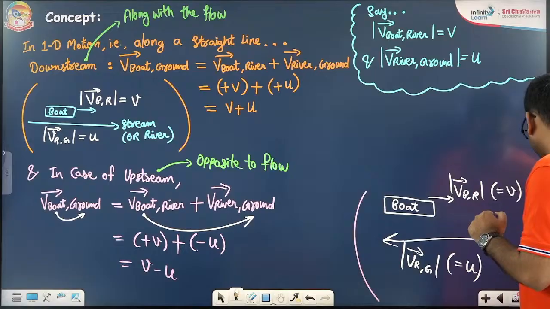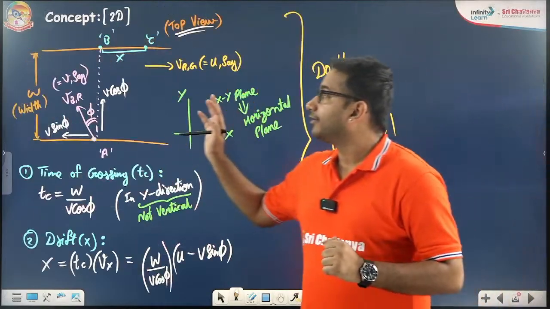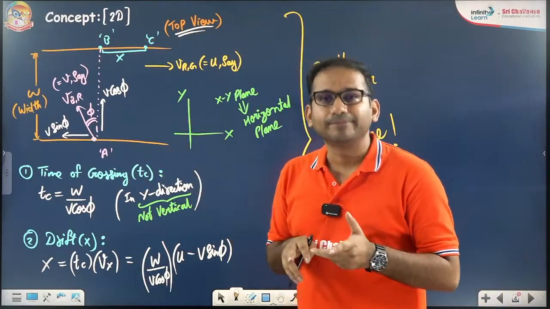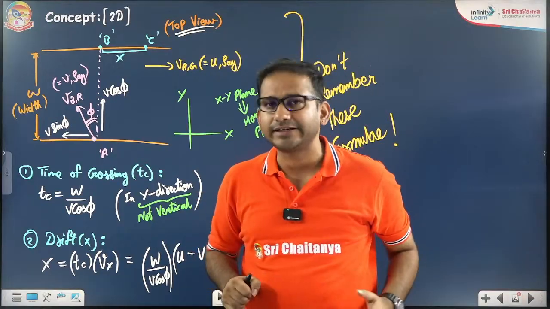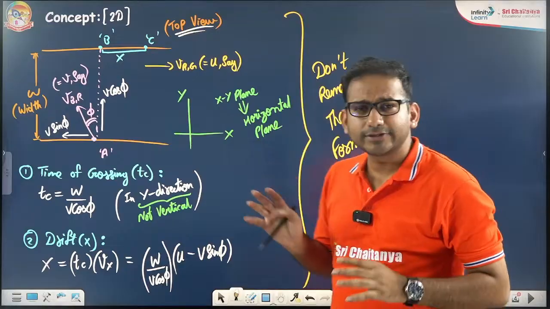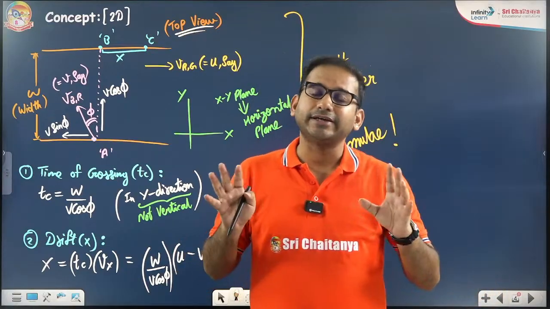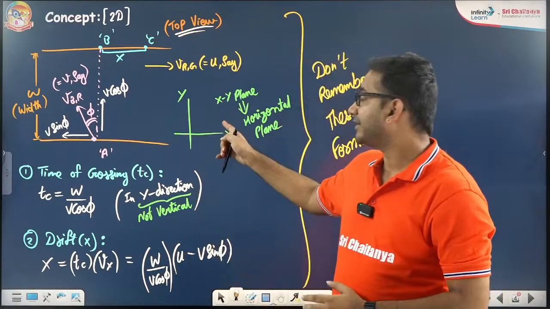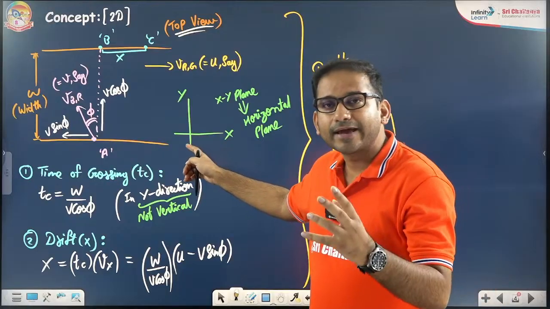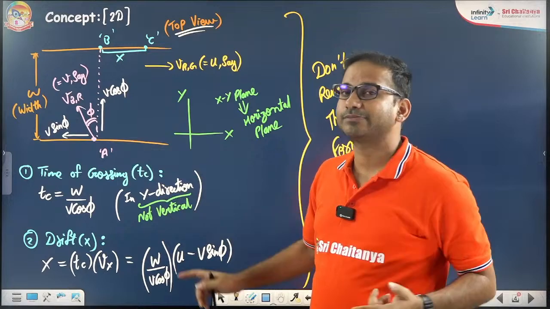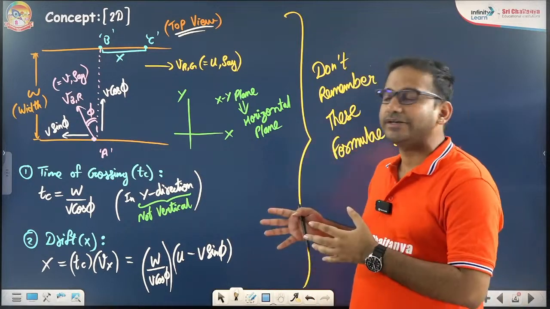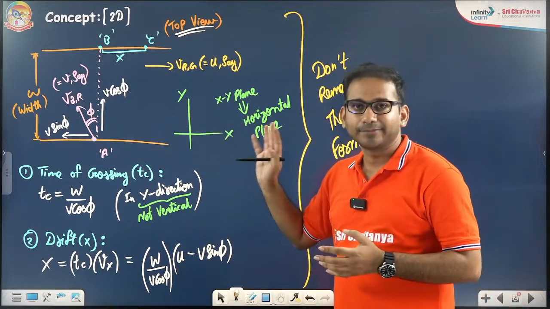Then I have taught you the riverboat problem in 2D. It is moving in a horizontal plane only. There is no effect of gravity, and assuming that the boat or swimmer is not accelerated, every axis, x-axis and y-axis, will have uniform motion. That means speed equals distance upon time, time equals distance upon speed, distance equals speed into time. These basic expressions are valid.